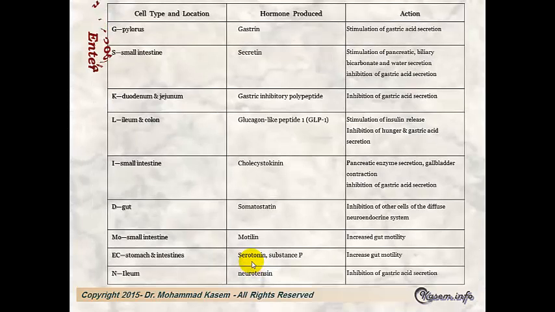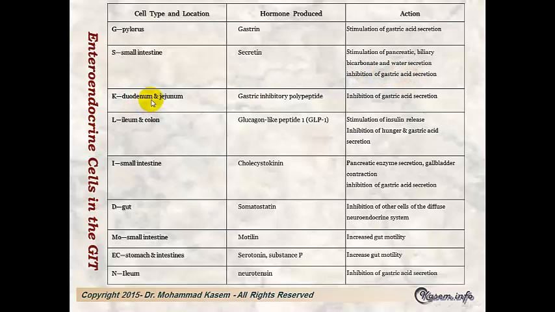On this table, we'll mention the enteroendocrine cells, which are present every now and then in the lining mucosa of the digestive tract. The G cells, or pylorus cells, secrete gastrin, and this helps in the stimulation of the gastric acid secretion. The S cells in the small intestine secrete secretin, which leads to stimulation of the pancreatic and biliary bicarbonate and water secretion, and inhibition of the gastric acid secretion.